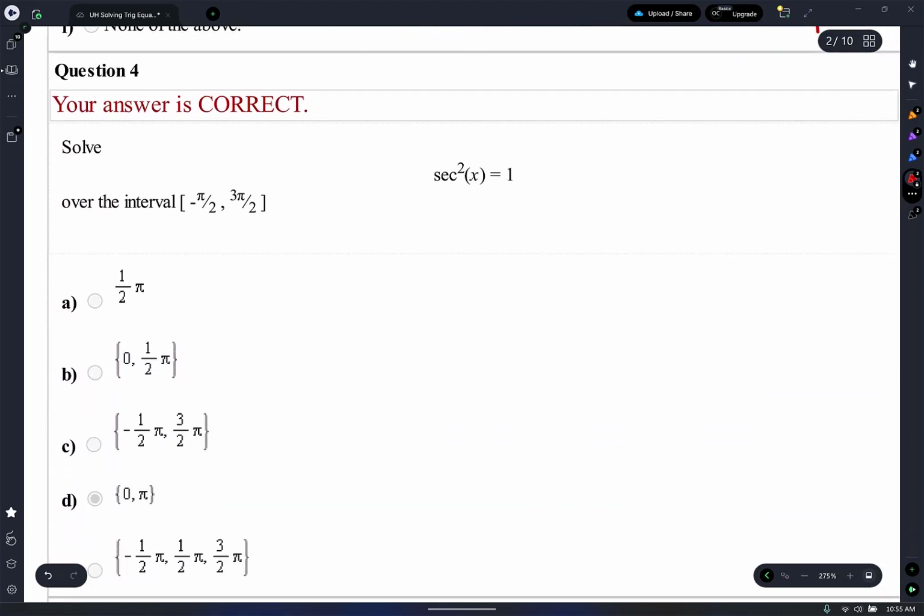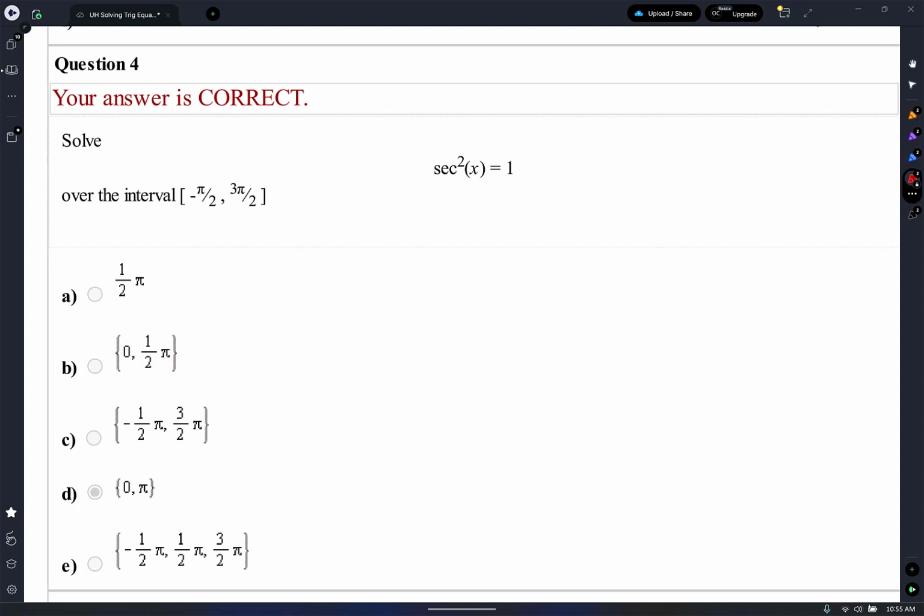So here's the question that I saw a lot of you get wrong on Delta. It looks like you guys don't know what to do with that square. All right. So guess what? On this one, I am going to turn it into cosine squared. So I'm just taking the reciprocal. Cosine squared x equals the reciprocal of 1, which is still 1.